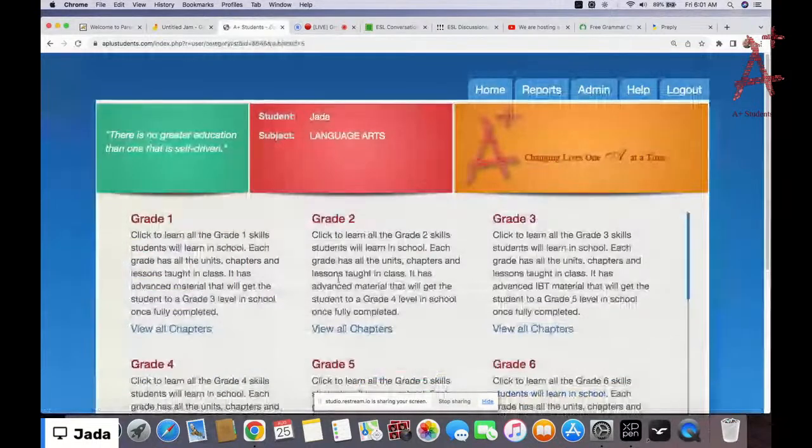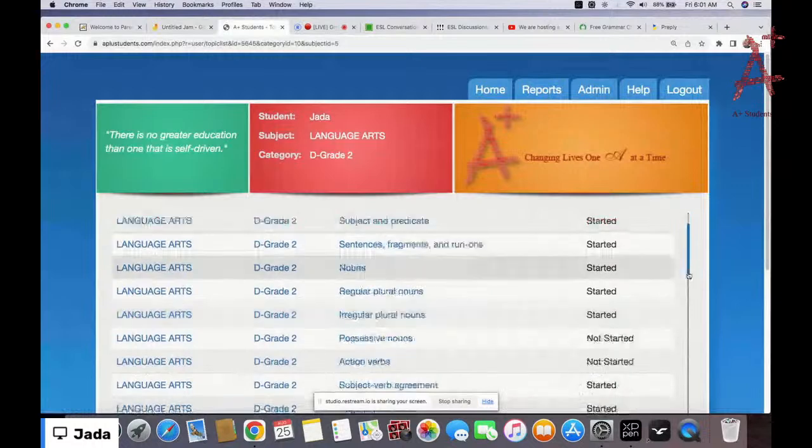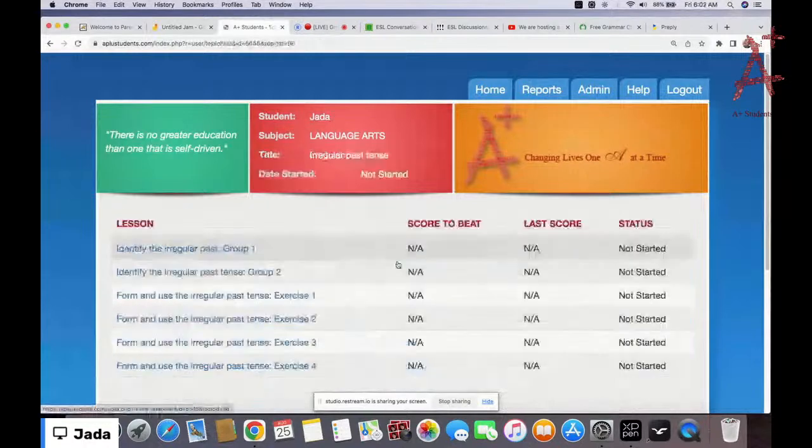Okay, so we're on grade two, and we'll just search for the chapter, which is the irregular past tense. So this is the irregular past tense. We have these lessons here, and we will try to complete the lessons. Okay, so we'll start with the first one. The first one says, identify the irregular past, group one.